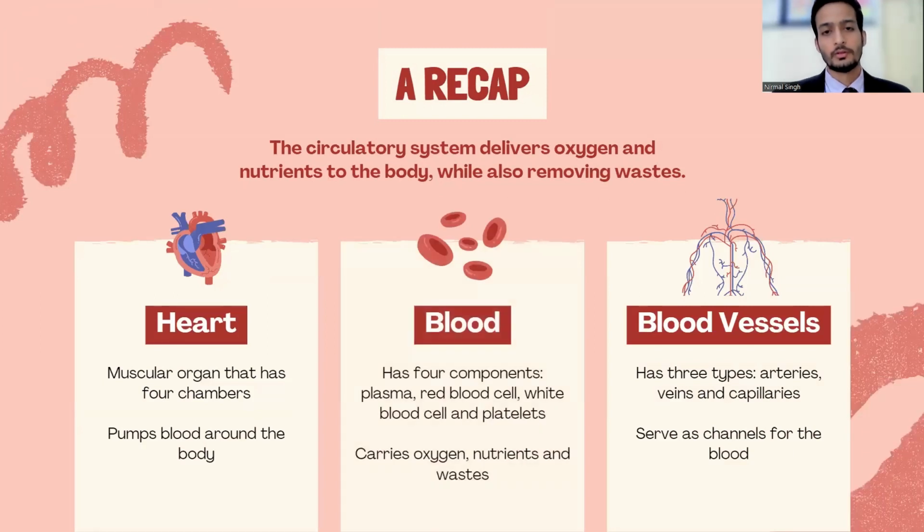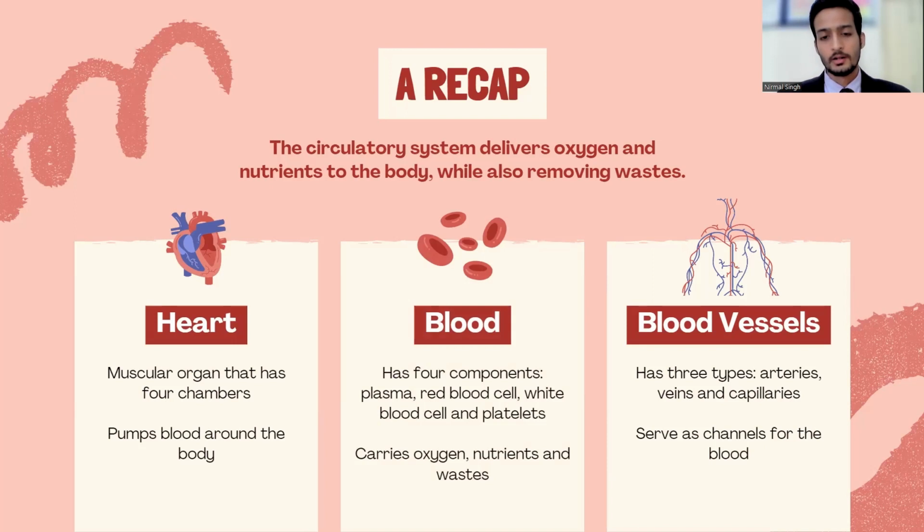So now we will revise what we have studied. There are three main components of the human circulatory system. Those are heart, blood, and blood vessels. What does the heart do? Heart is a muscular organ that has four chambers: the right atrium, right ventricle, left atrium, and left ventricle.